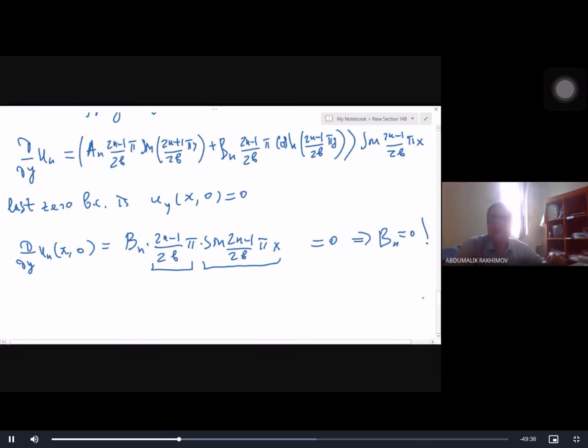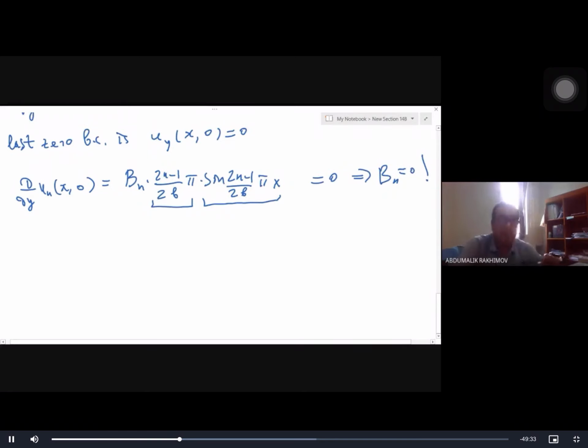Okay. Now, if I substitute here, I will get new u_n functions, many functions. u_n(x, y) is now different: a_n cosh((2n−1)/(2b) π y) times sine((2n−1)/(2b) π x). So we have many functions.